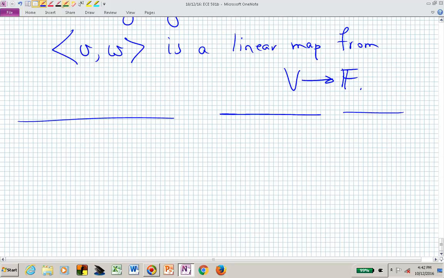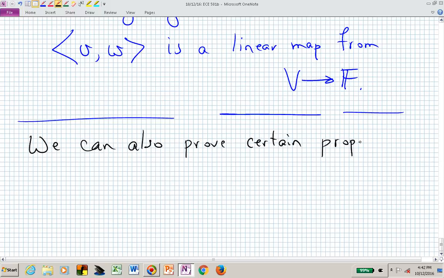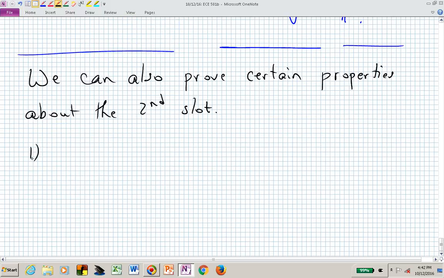Let's look at some other characteristics of inner product. And now let's look at what happens with respect to the second slot. We can also prove certain properties about the second slot. And the first one that we can prove is that actually we have additivity of the second slot.